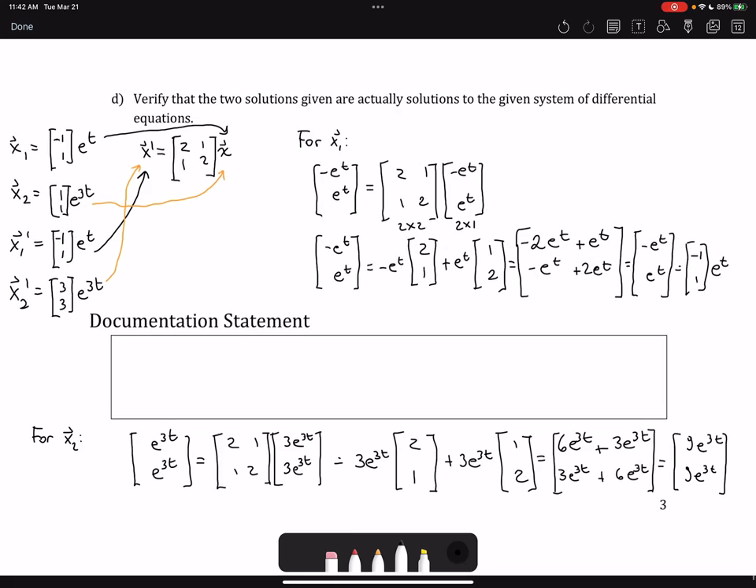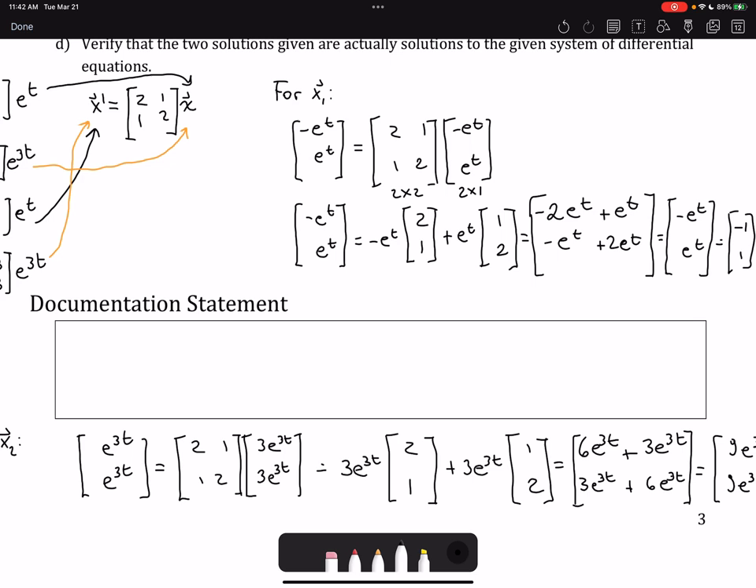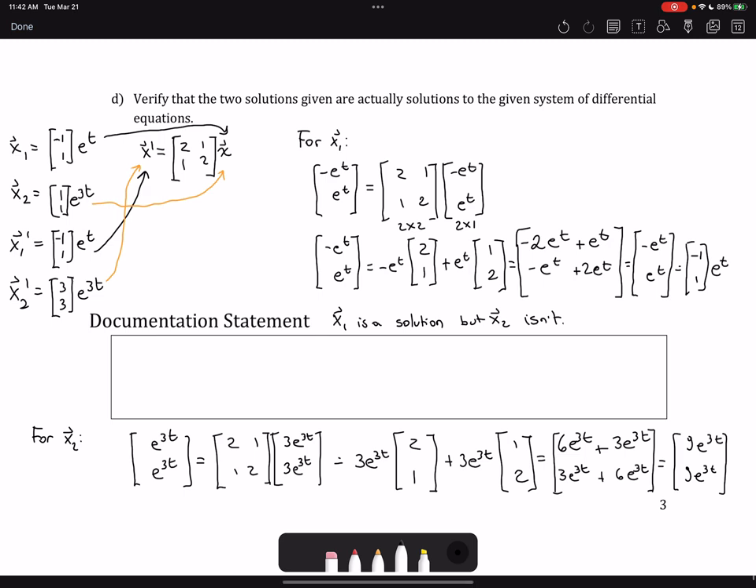So x1 is a solution, but x2 isn't. Now, if I made a mistake, I apologize, and it might be a solution, but I'm going to check it with the computer and see if indeed it is a solution or not, just to see if I made a mistake or not. But this is the process.